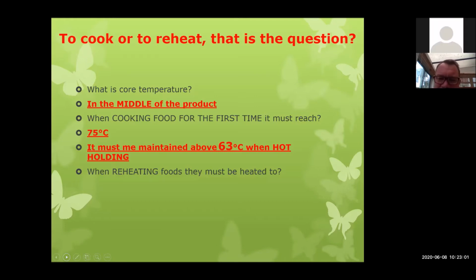Anyone? 63. No, higher than that. It's also 75 degrees. 75 degrees for 2 minutes. Okay, so if I'm reheating my chili this afternoon for lunch, it's got to go to 75 degrees for 2 minutes. If you didn't know that and you were lost on that, you need to write that down.